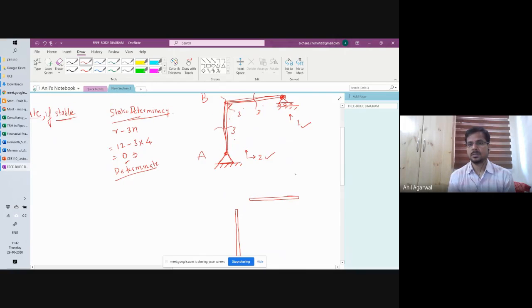Now, how to solve this system? We'll have to start with drawing the free body diagram. So we will start with, let's say, the horizontal member. Now, the horizontal member has this force W acting over the length L, and let's assume that the 2 lengths are L each.